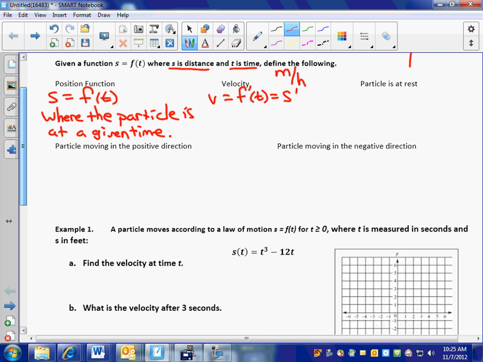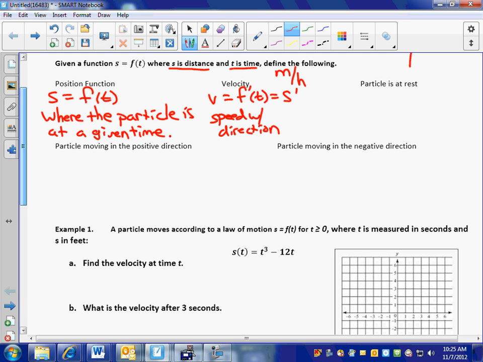And that was a good example. I think it was Marlene. I can't remember. They said it's speed with direction. So we don't talk about negative speed, but we do talk about negative velocity. That's very important.